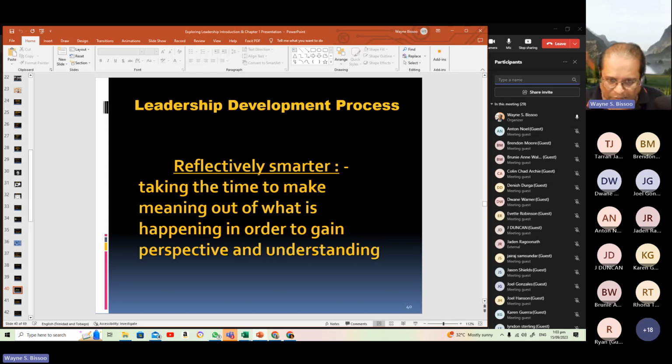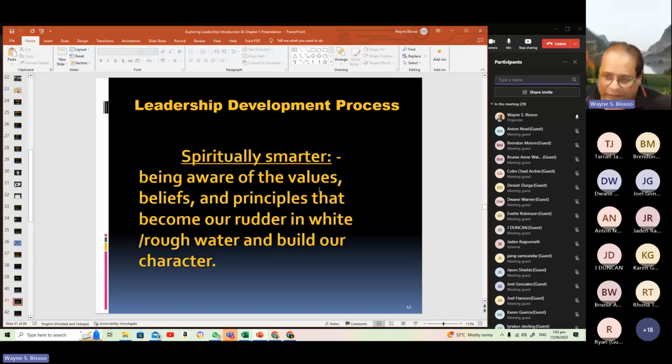The practice of being reflective, of oftentimes going backwards and looking at what you've done in the past to improve things moving forward, is a habit that you have to develop to be able to develop yourself in terms of leadership development. All right, spiritually smarter. This doesn't have anything to do with religion or your belief in God. This has to do with an awareness of your core values and principles.